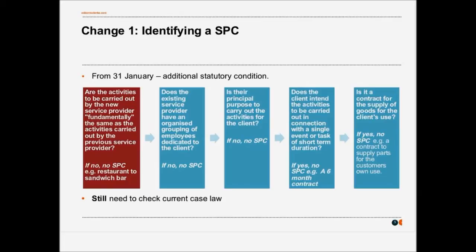And finally, there will be no service provision change, or TUPE will not apply, where the customer is buying goods for its own use. So, for example, if it's buying parts to build its own product and then decides to change supplier of those parts, that will not apply in a TUPE situation. So you've got to look at what it is the customer is actually doing here. And really, service provision change is focused on the transfer of a service.